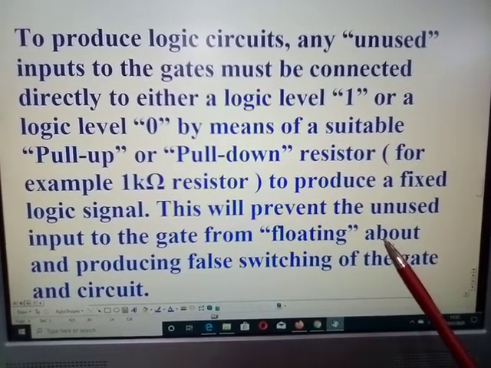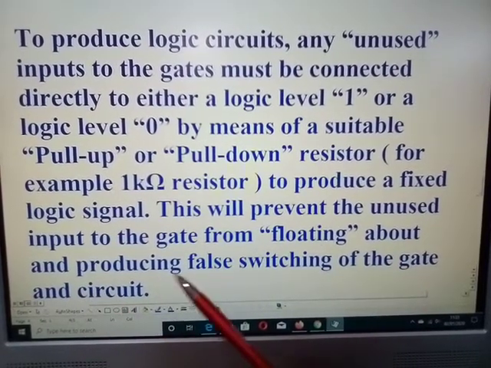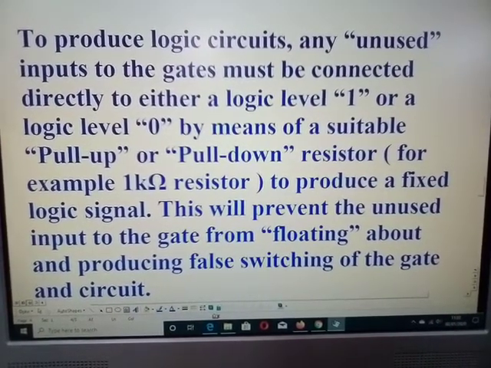Let me pick up where I was. From floating about and producing false switching of the gate and circuit, you need to minimize that completely in any logic system that you are working with.